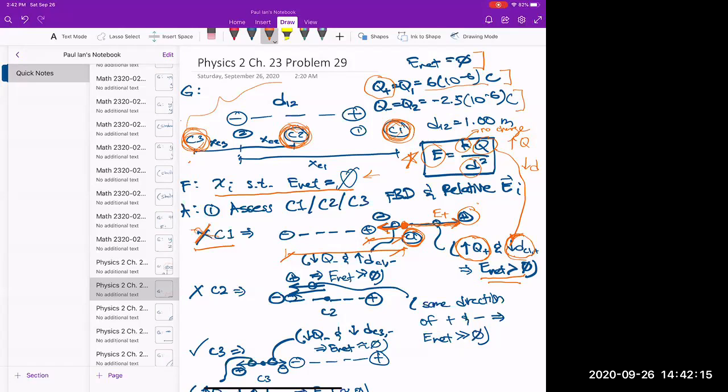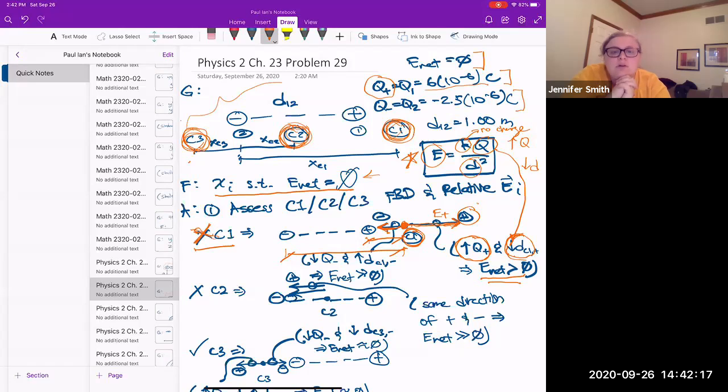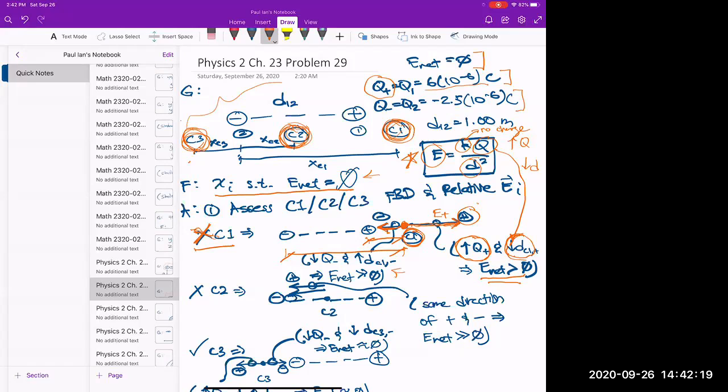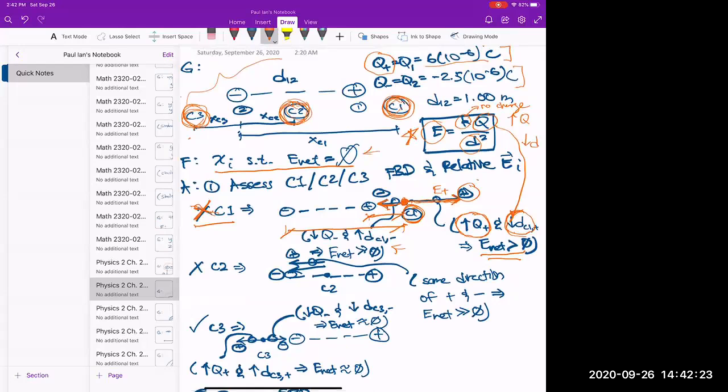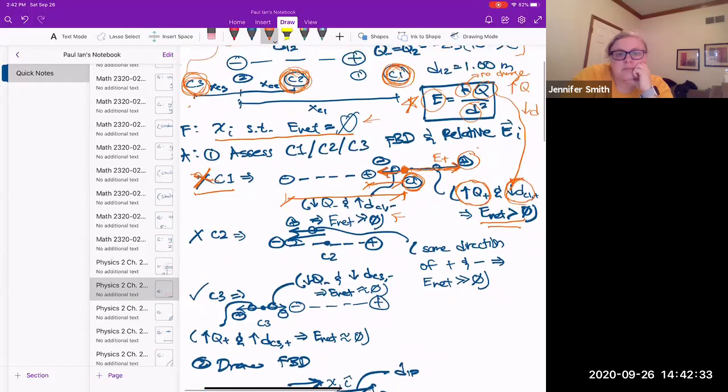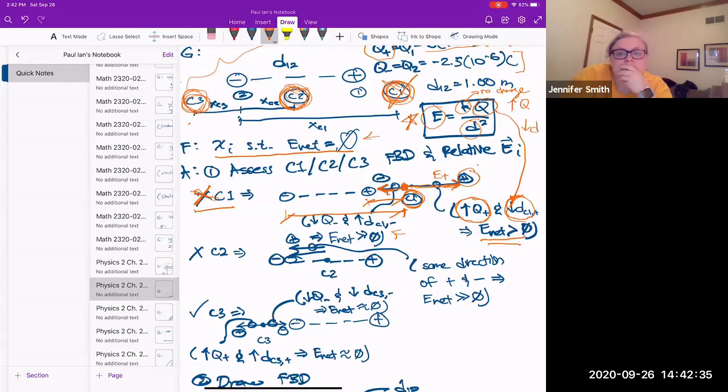So I just X this out. You could take a look at the negative, but it's not worth the while. It's the same argument: you have a larger D, and your Q is a very small number. Now let's take a look at C2.